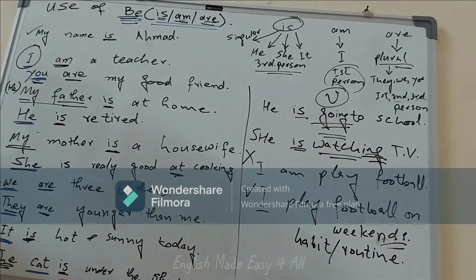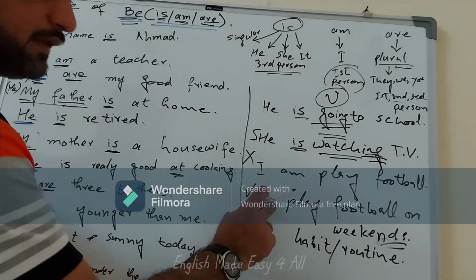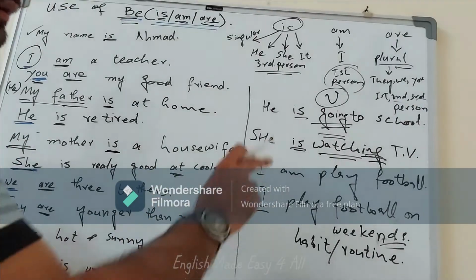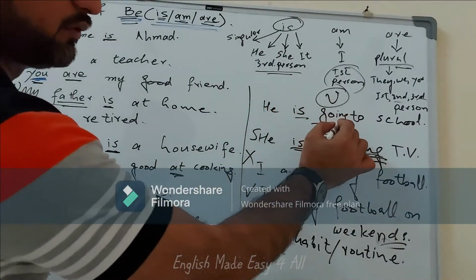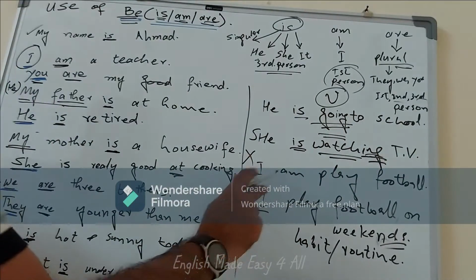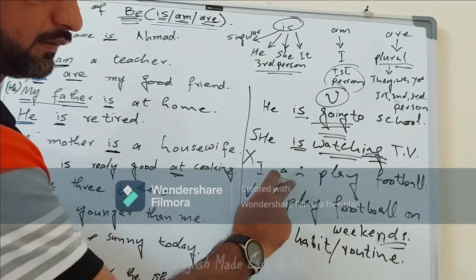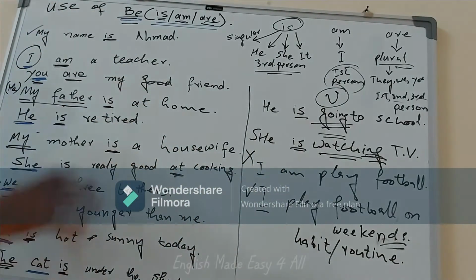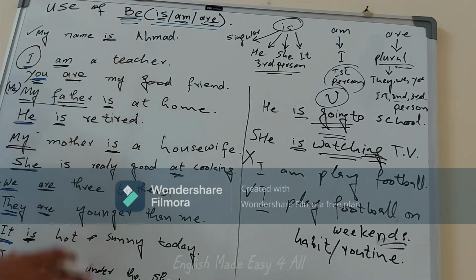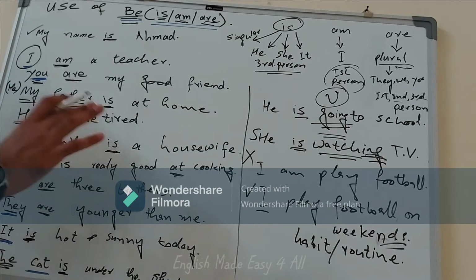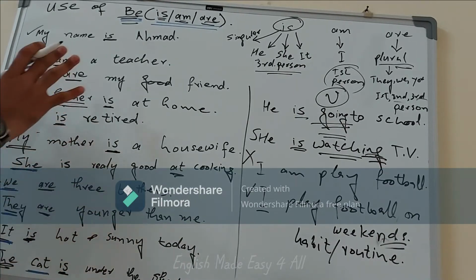And in the simple present tense, we do not use is, am, are. So we use is, am, are for the present continuous if you are using it with ing, or with simple sentences when we are talking about some information. You understand that? This is the very basic and very simple use of is, am, are.